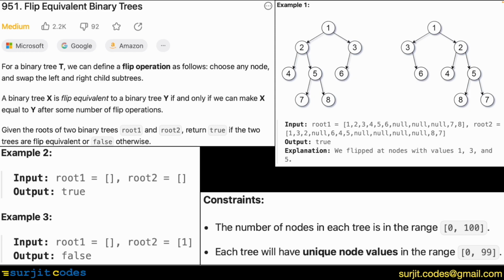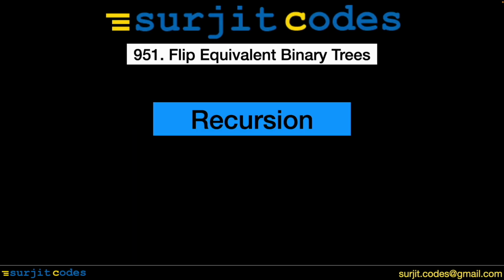We are given roots of two binary trees in which node values are all unique and lie between 0 and 99. We are to find if they are flip equivalent or not. Flip equivalent means that either two trees are similar to each other or for some of its nodes, the left and right subtrees have been interchanged. This is a fairly simple solution and we learn about generators.